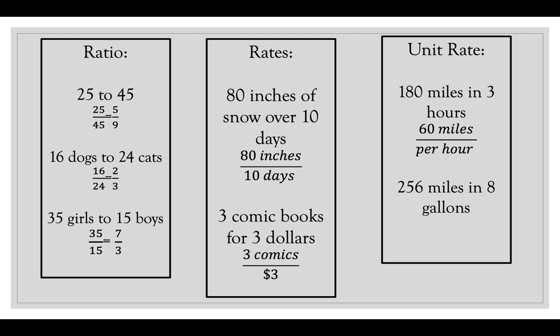All right, so for this first one, 60 miles per hour. If you have a 1 down there, that's totally okay. It would mean the same thing. The next one would be 32 miles per gallon. Again, if you have per 1 gallon, that would work. That would be the same thing.